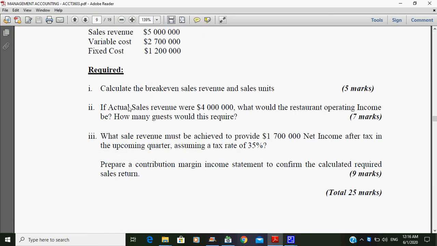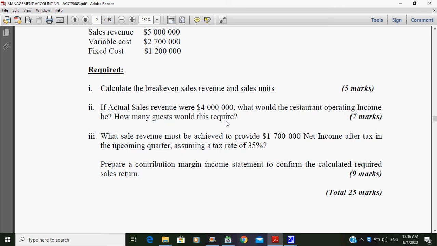Part 2 says, if actual sales revenue were 4 million, what would the restaurant operating income be? That's one part. How many guests would this require? That's the other part. So right here, you're basically going to answer two different questions.